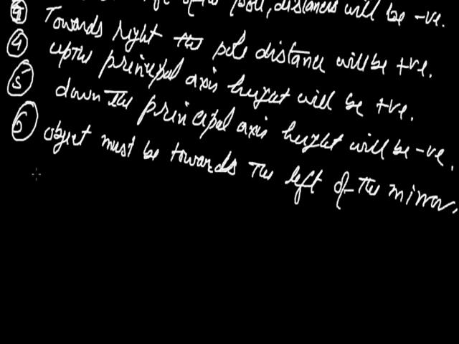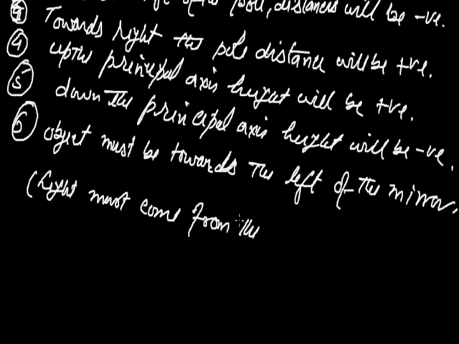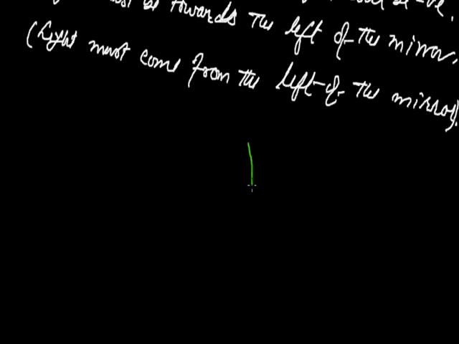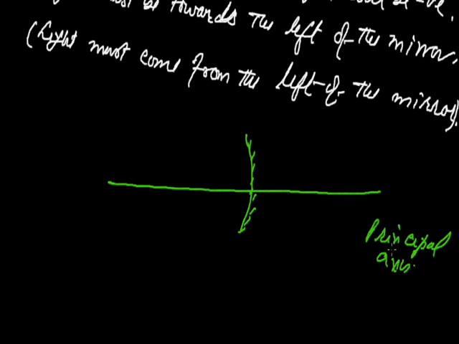Means light must come from the left of the mirror. For example, this one is the mirror, it is a concave mirror, this one is the principal axis, this one is the pole. Suppose the object is placed here.